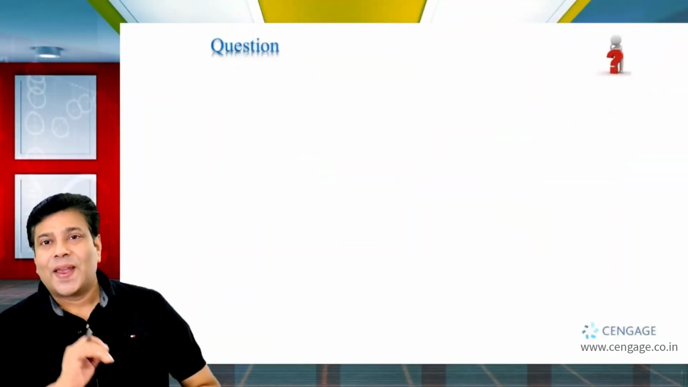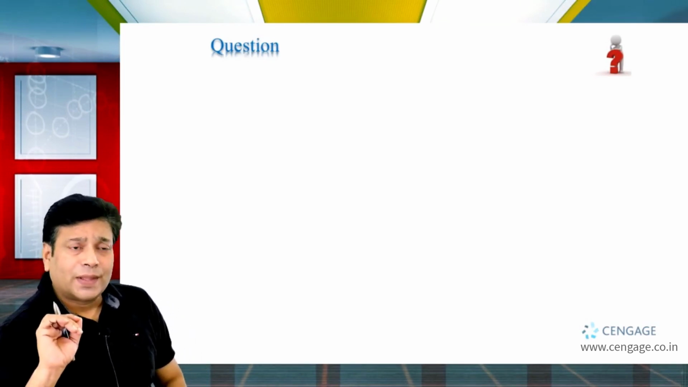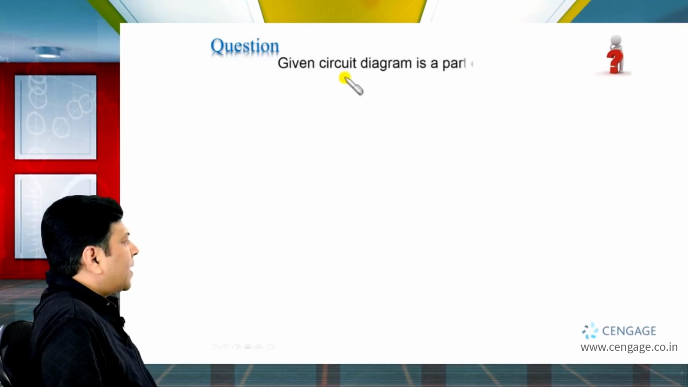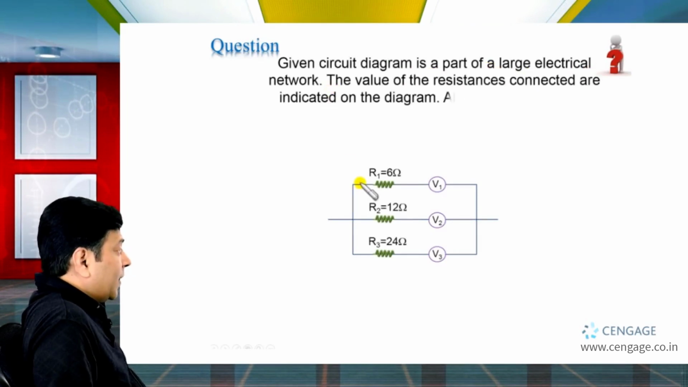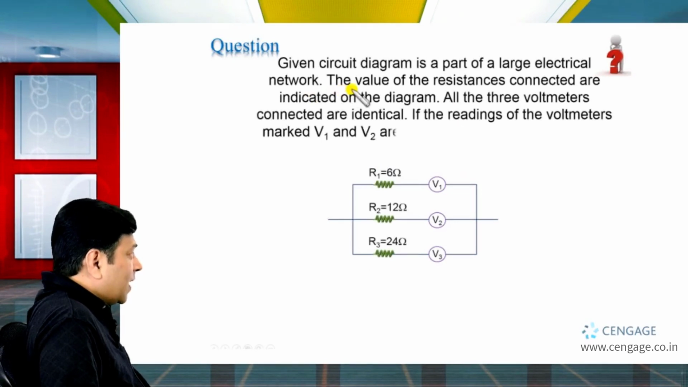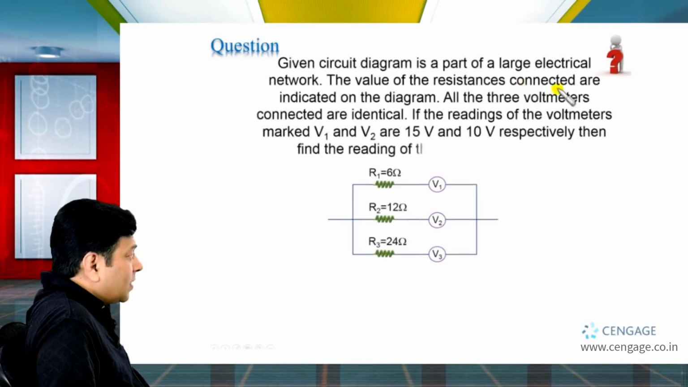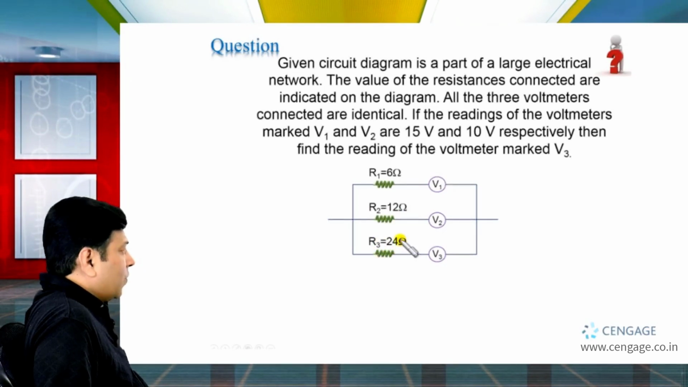Dear students, in the coming problem we are going to analyze a circuit diagram. The question is: the given circuit diagram is a part of a large electric network. The values of resistances connected are indicated on the diagram. R1 equal to 6 ohm, R2 equal to 12 ohm and R3 equal to 24 ohm.